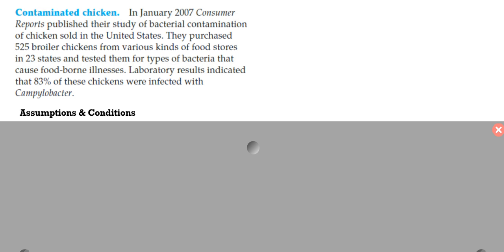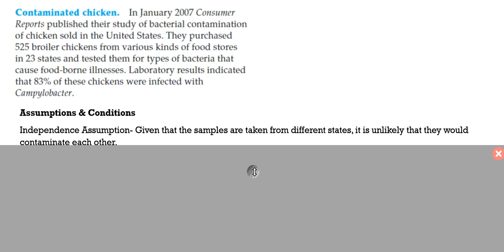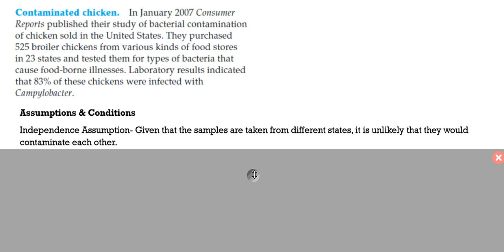As always, our first step is to check our conditions and assumptions. Before we can do anything, we want to make sure we should be doing things. Independence, randomness, 10%. When we're dealing with proportions, we want to be checking our independence. We don't have anything in our information that speaks to the fact that it's independent samples, but given the fact that they're from 23 states across the country, it's not all that likely that one sample is going to affect or infect another. So probably safe to assume that the samples are independent.